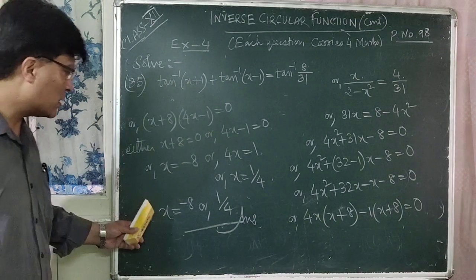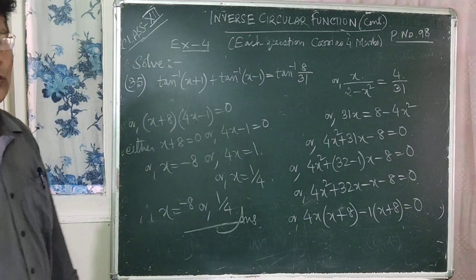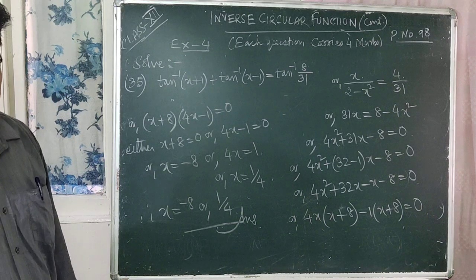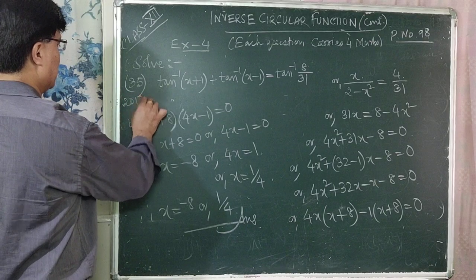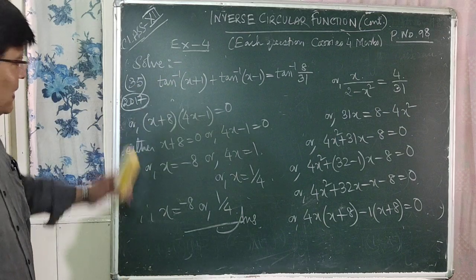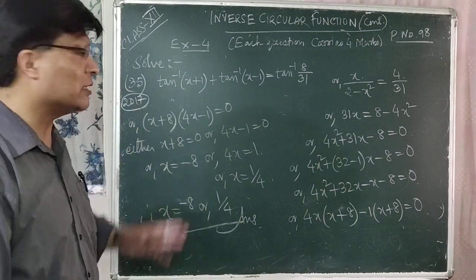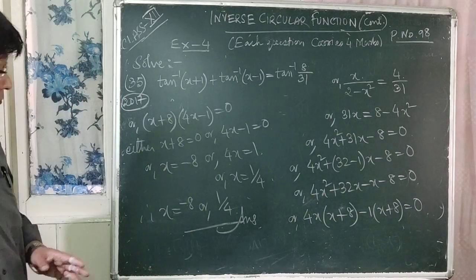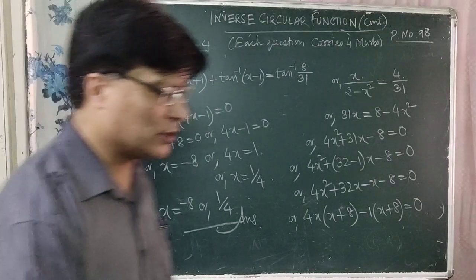Understood? So here what are the values of x? x = -8 or x = 1/4. This is the answer. Okay. So this question is from HS 2017, right? This problem had come in HS 2017. Your 2017 mark problem. Okay, sir? So we got this result. Copy it. We'll do the next question.